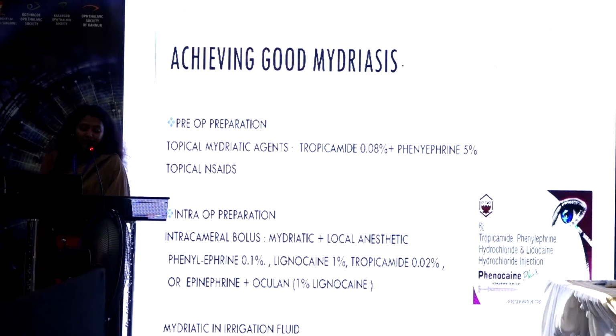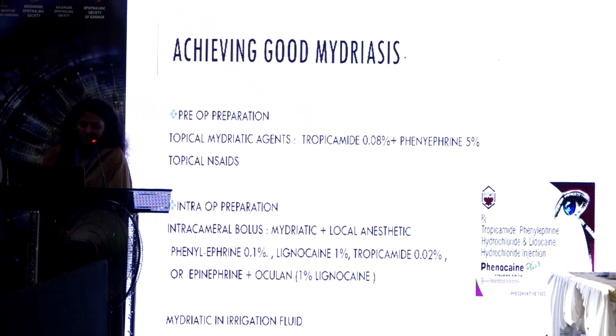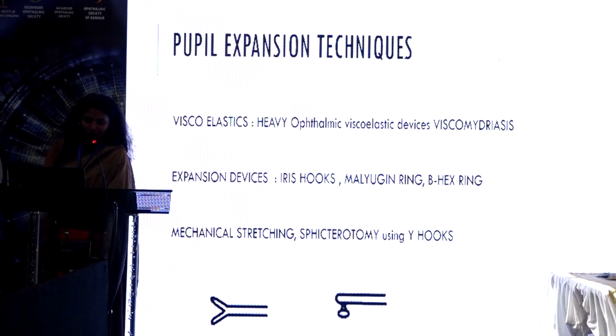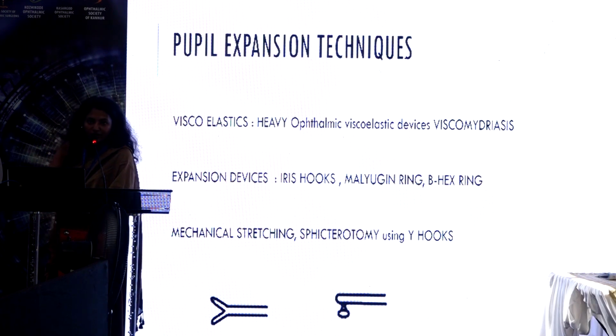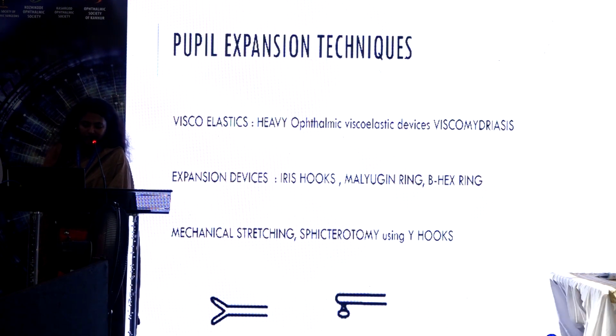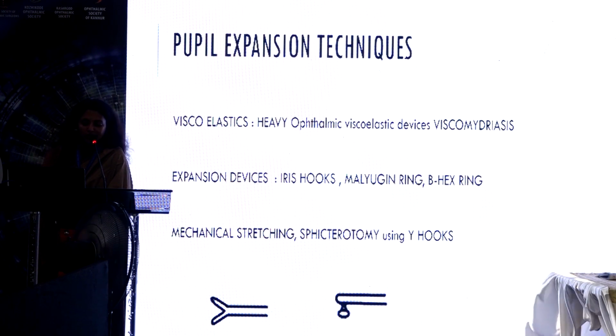Or another thing is we can use the mydriatic agent in the irrigation fluid to maintain the dilatation during the surgery. Now if nothing of this helps, then during surgery what we try first is the viscoelastic, that is viscomydriasis. We push in a good amount of viscoat or orocoat and try and dilate the pupil. When that doesn't work, we go to the other devices. And of course, right from the olden times, we have the mechanical stretching or sphincterotomy using the Y hooks.